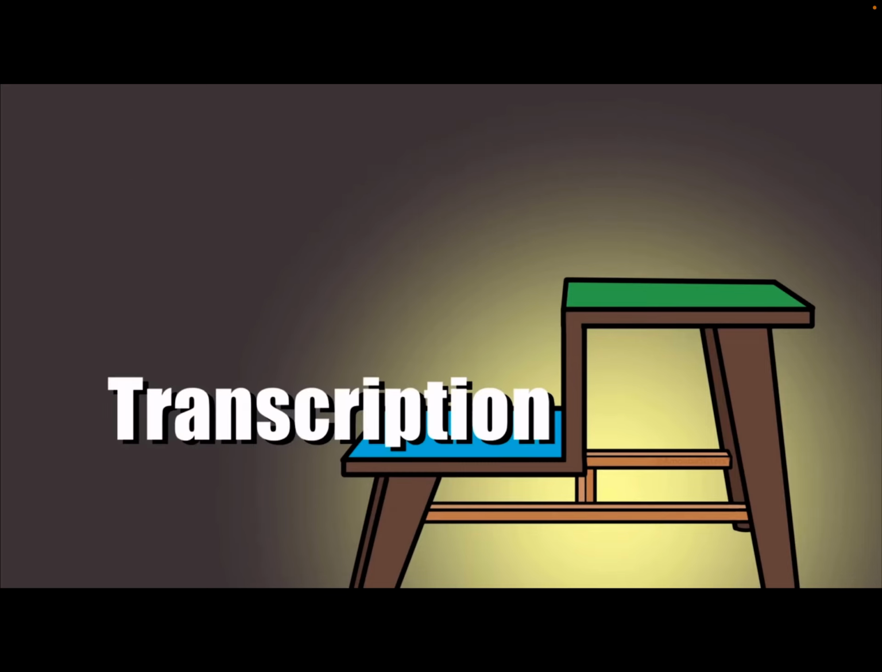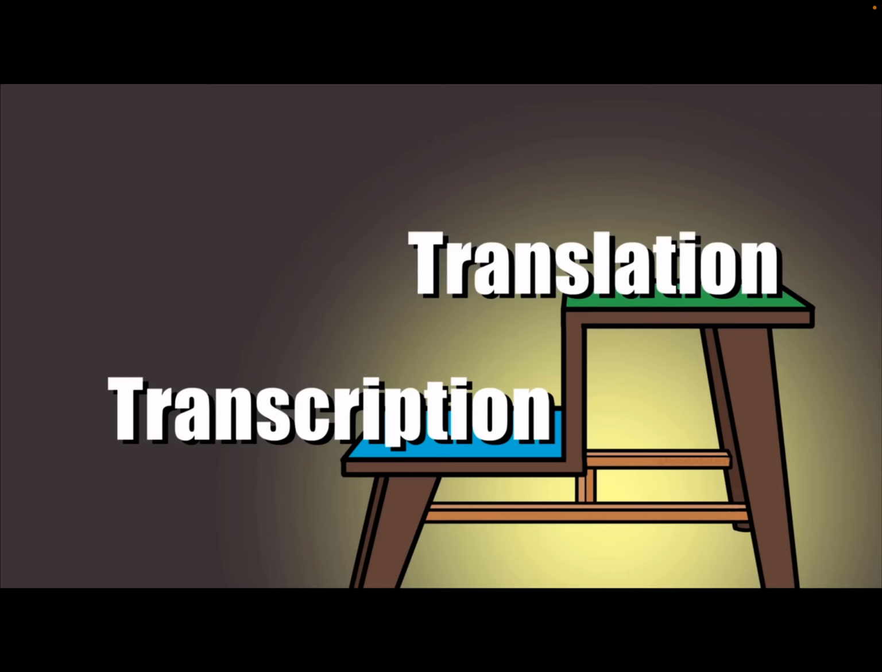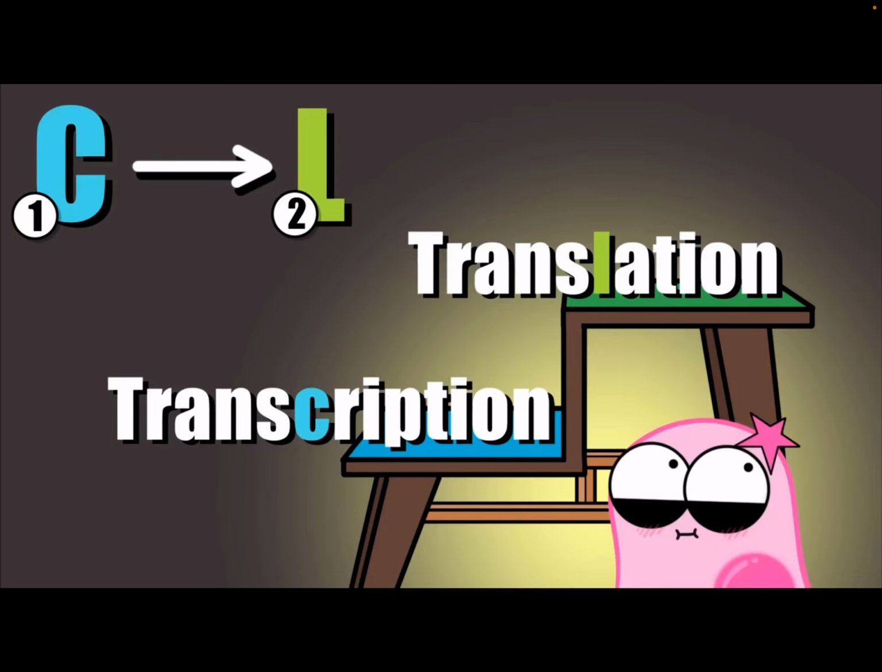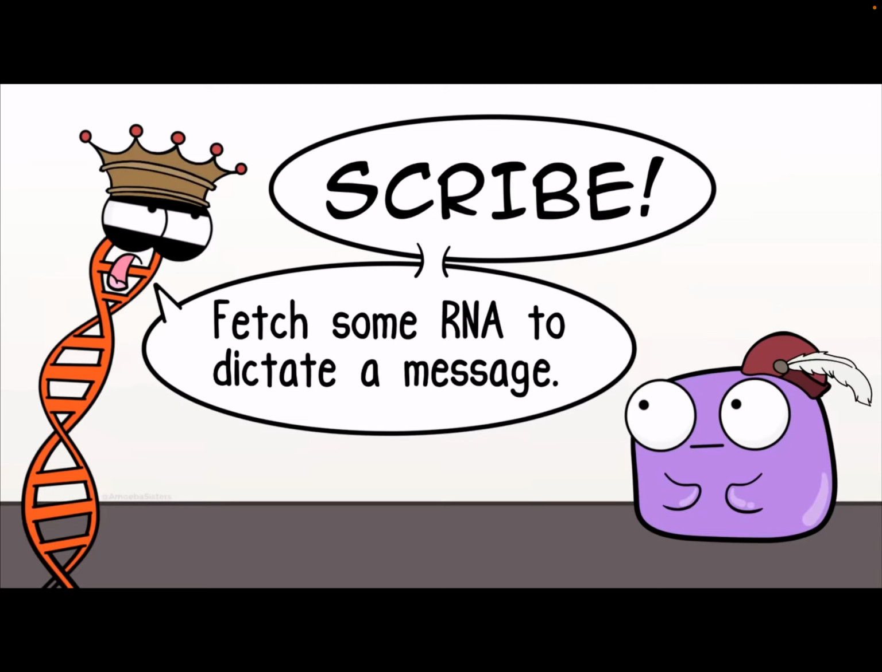One is transcription, and the other is translation. Transcription has a C in it, and translation has an L in it. I remember that C comes before L in the alphabet, which helps me remember that transcription comes first. I like a lot of alphabet mnemonics. Now, transcription is when we're going to transcribe the DNA into a message.